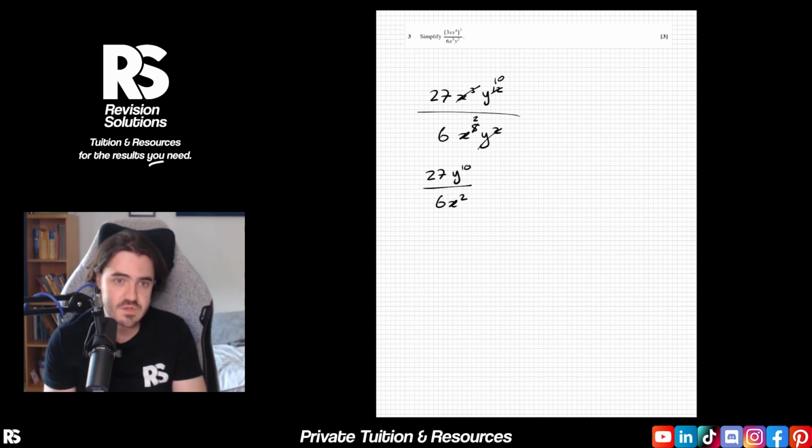And if we want to write this, well, at least write the variables not as a fraction, we could write this all as 27 over 6 times x to the minus 2 y to the 10.